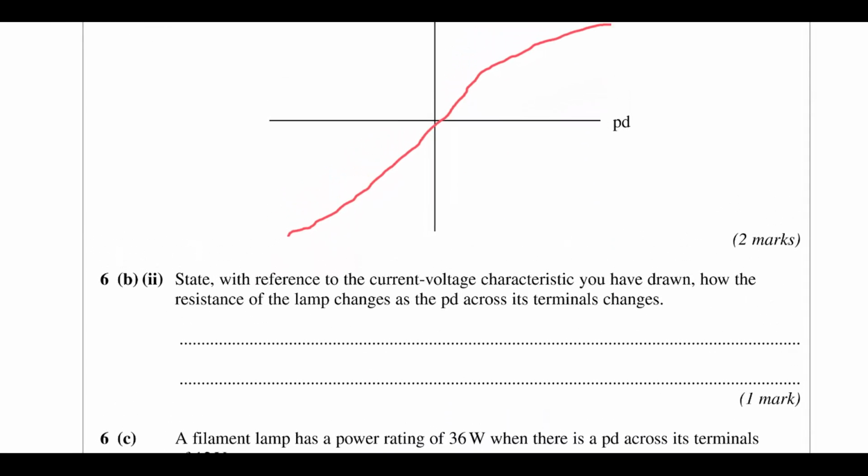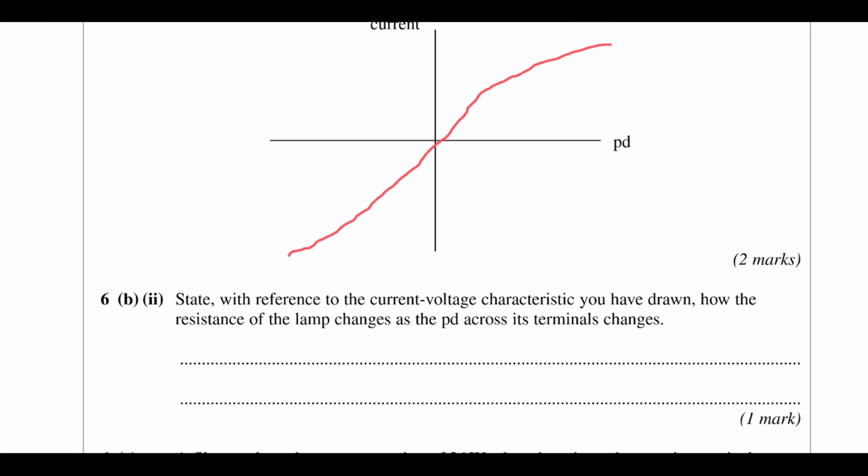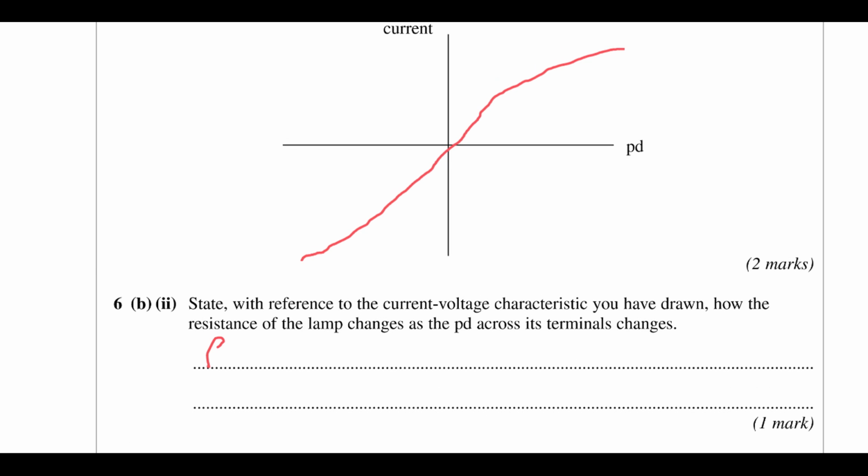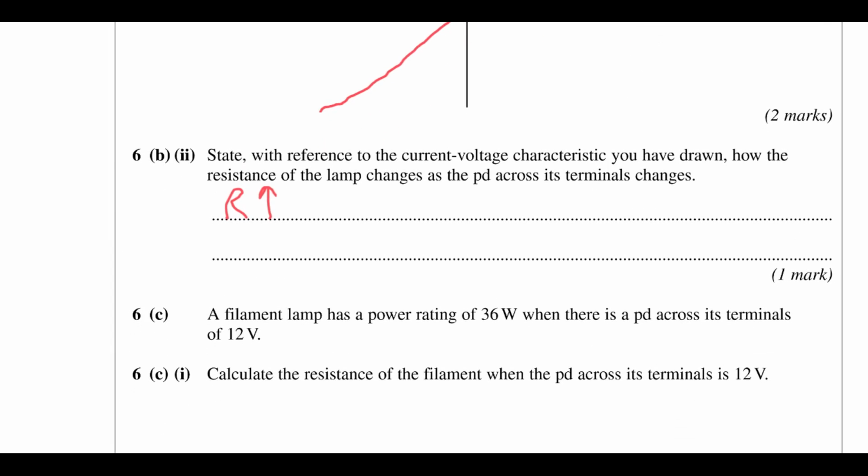With reference to the IV characteristic, how does the resistance of the lamp change as the PD across its terminals changes? So what happens is the resistance increases, so I'm just going to write that for shorthand. I just wanted to state that resistance increases, that's all we need to do, we don't need to explain or describe anything.